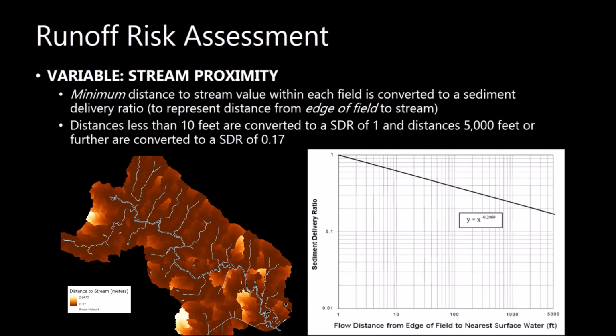The second variable of the runoff risk assessment is stream proximity. Values from the distance to stream raster will be converted to a sediment delivery ratio. The sediment delivery ratio has a range of 0.17 to 1. Distances less than 10 feet are converted to a sediment delivery ratio of 1, indicating that they're very close to the stream, and distances that are 5,000 feet or greater away are converted to a delivery ratio of 0.17.